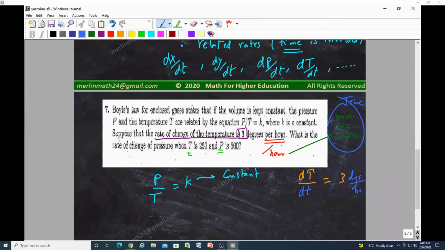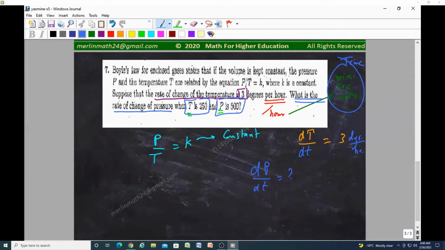Now keep on reading. The question wants to find the rate of change of pressure. So this means dP over dt. How much? Now there are some numbers given. It says big T is 250 and big P is 500, capital letters. You want to evaluate the rate of change of pressure with respect to time when the temperature is this. I'm just interpreting.